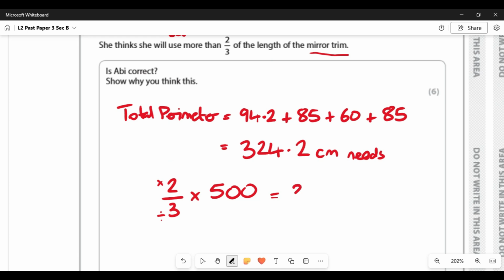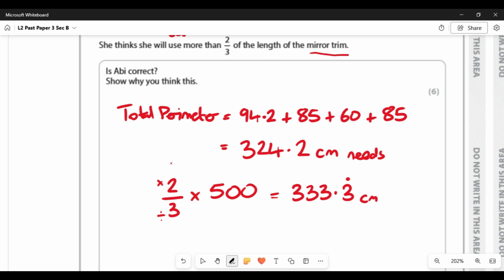And as a decimal, oh yeah, that's pretty good. We get pretty close to what she needed, 333.3 recurring with a little dot. Don't forget the little dot above this 3 here, because that's a recurring decimal, centimeters. So she thinks she will need more than 2/3 of the trim.